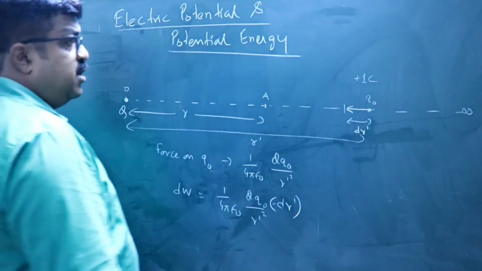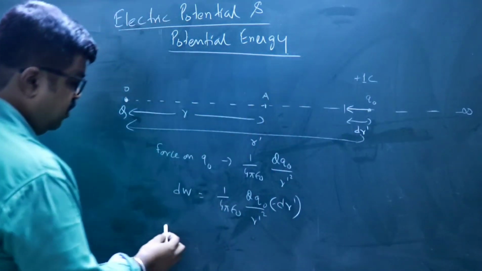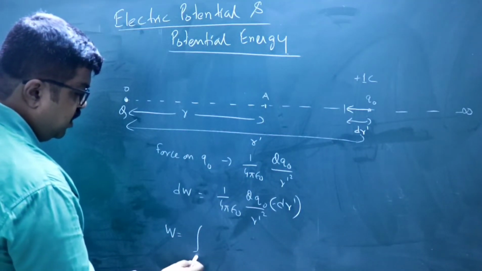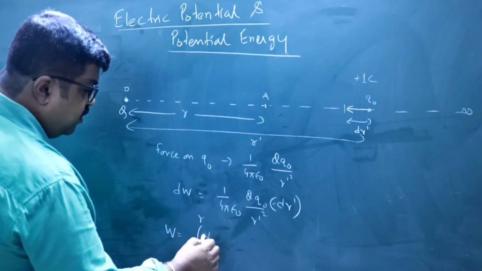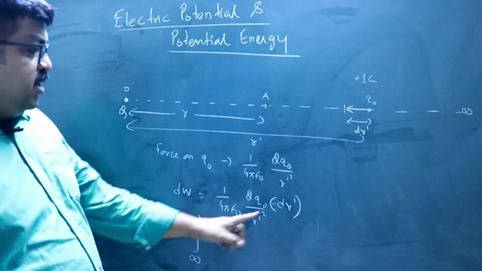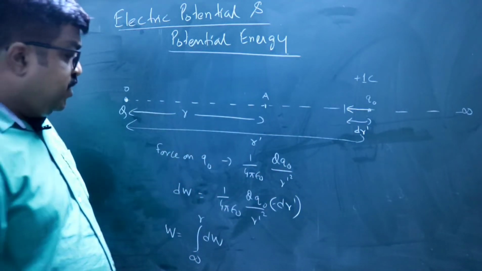So the total amount of work done in bringing this charge Q naught from infinity to this location will be W is equal to the integral from infinity to r of dW. That is, we have to integrate this from infinity to r, this particular location.